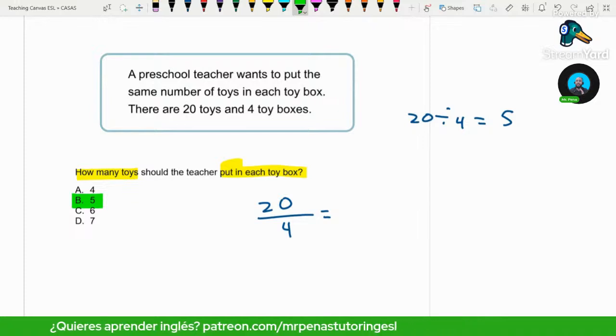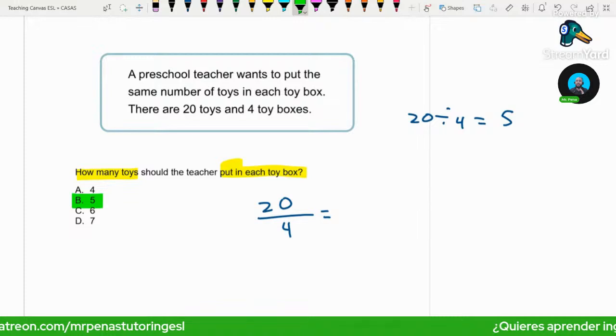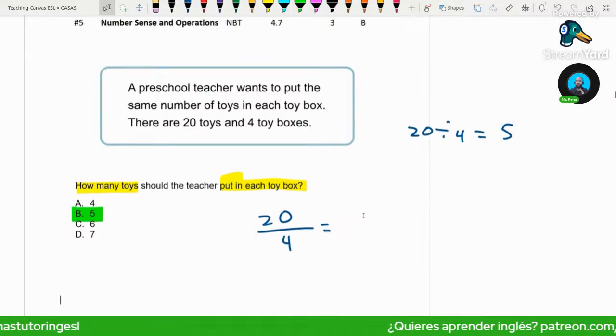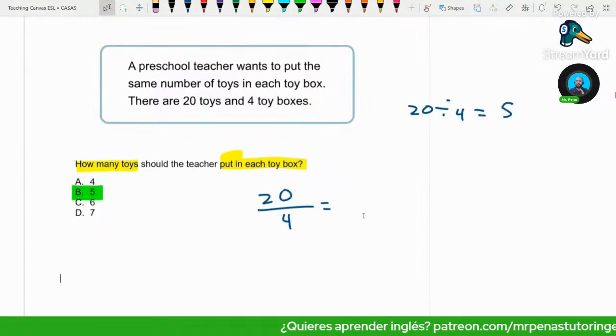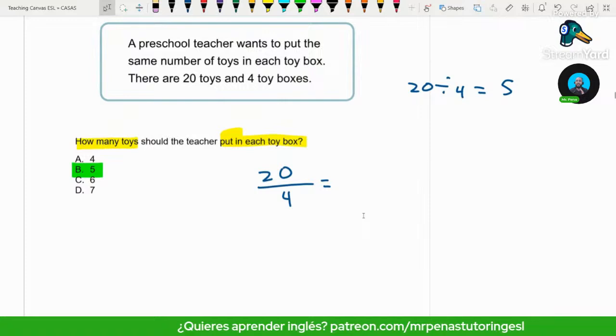You can put 5 toys in each toy box. The answer was B. Correct. You can put 5 toys in each toy box.